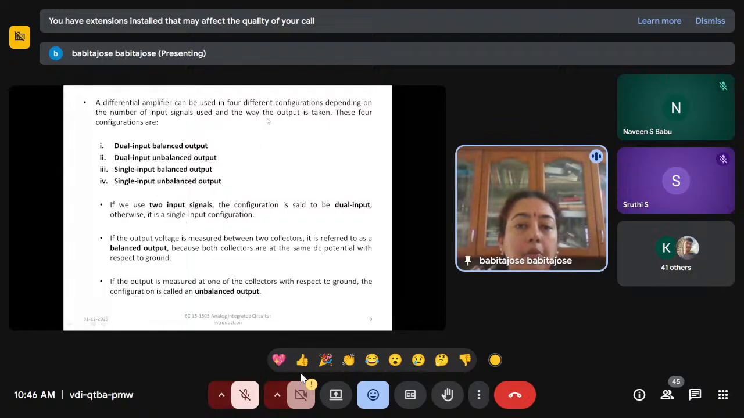Differential amplifier can be used in 4 different configurations depending on the number of input signals. That means whether it is dual input or single input, and depending on the way the output is taken. That means balanced output and unbalanced output. If the output voltage is measured between the 2 collectors, it is called balanced output, and if it is measured at one of the collectors with respect to ground, it is called unbalanced output.